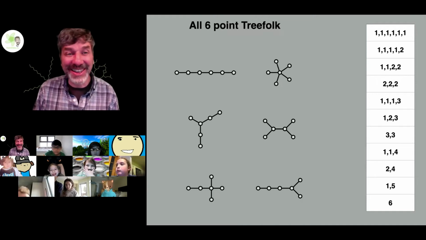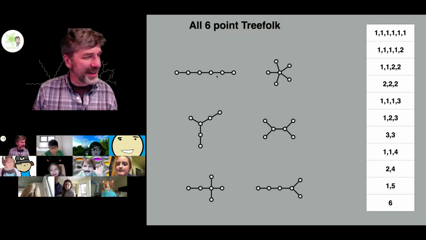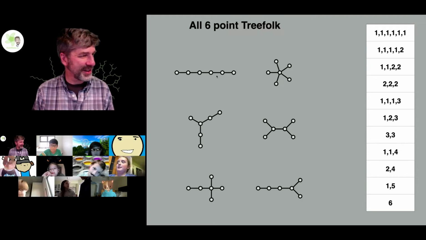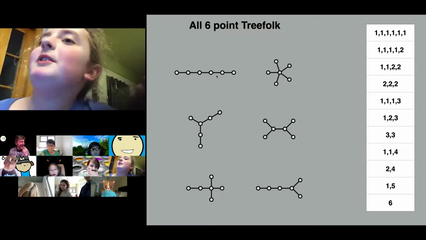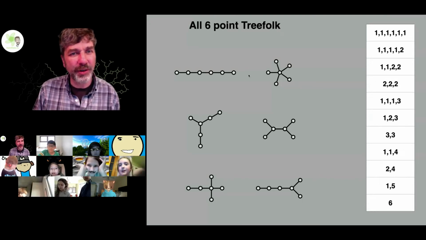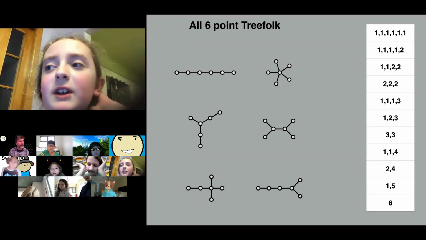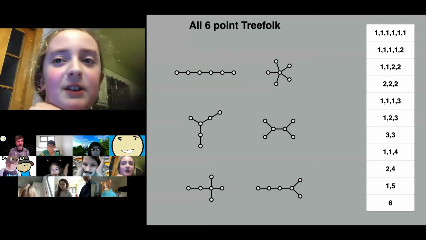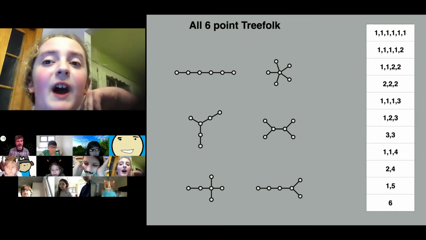Okay, so let's now look at this one. I would like Nathan. Where are you, Nathan? I saw Nathan here just a second ago, but Nathan has disappeared. Okay. I'm here. Oh, Nathan, you are there. Okay, good. Okay, Nathan, tell me about this 6-point Treefolk. Okay, I think that specific Treefolk is a 2-2-2. Reason why is because there are 2 dots in the center, and then 2 dots connected to those dots in the center, and then 2 more dots connected to those dots.